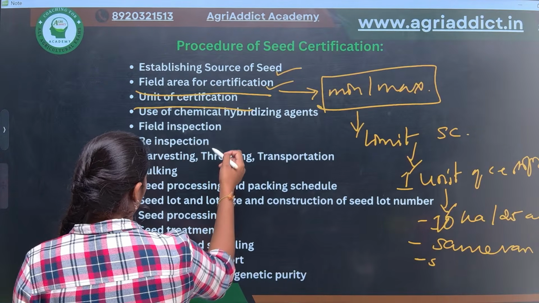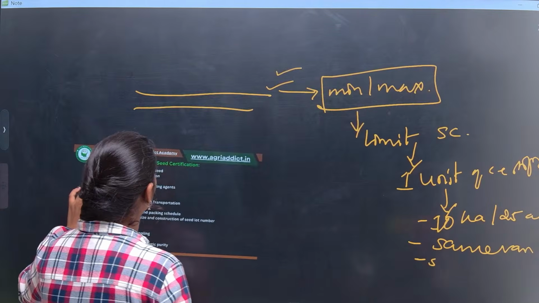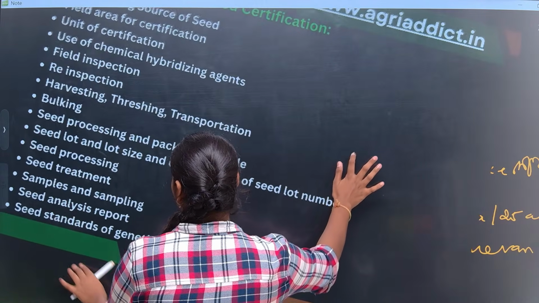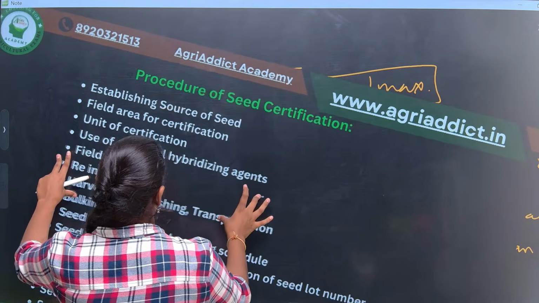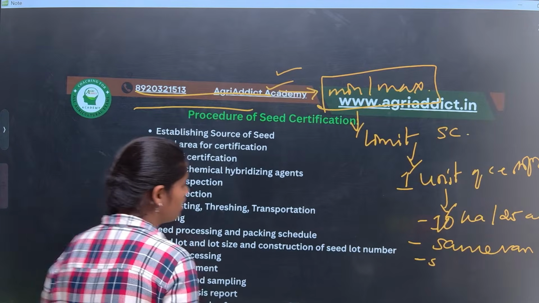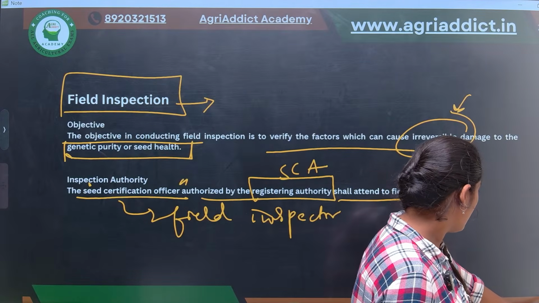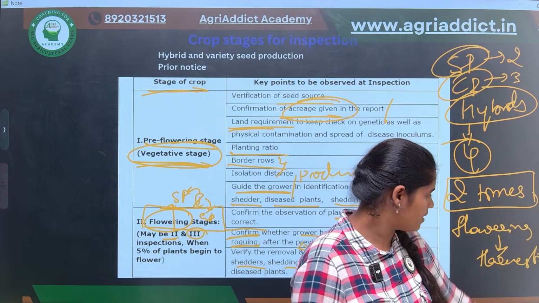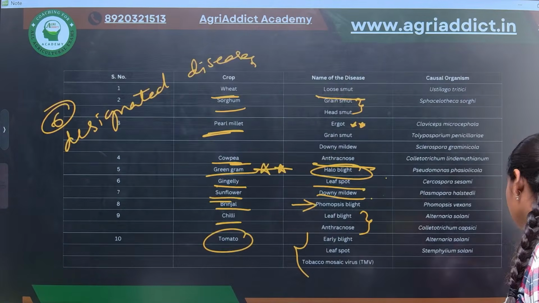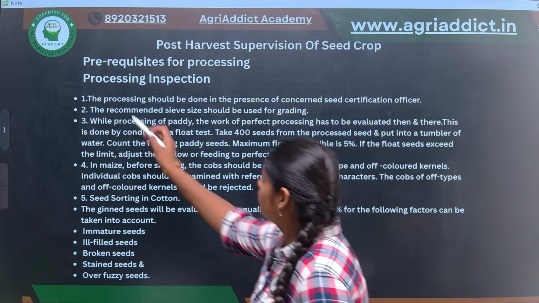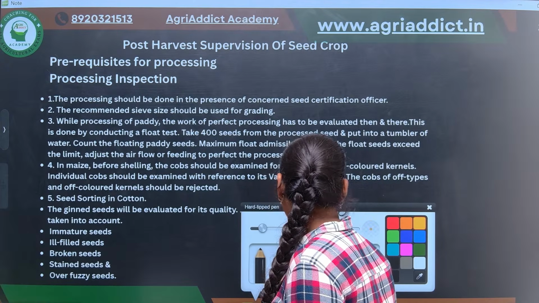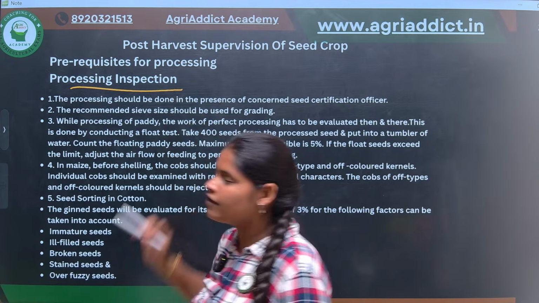Right. Re-inspection we have already discussed, and after that, we will be having harvesting, threshing, and transportation. After field inspection, if the crop has met all the field standards, then the field inspector will suggest the farmer for harvesting, right? After harvesting, he will do the processing inspection. He will go for processing.